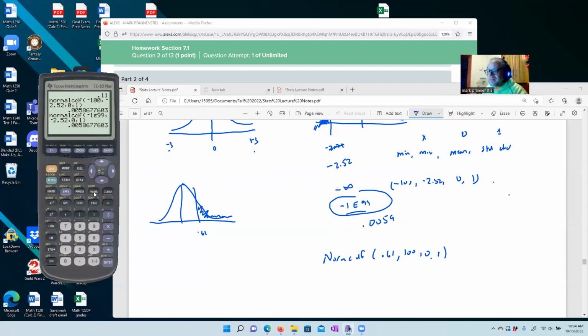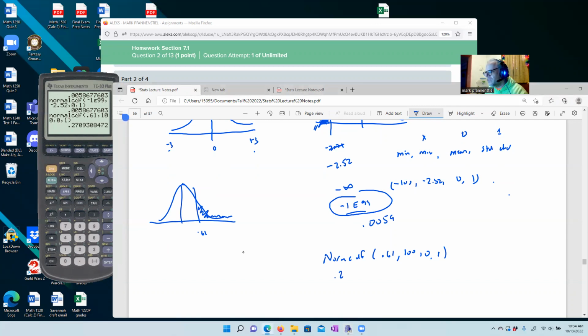So we're going to type this out. We're going to say distribution, again norm CDF. It's almost all of it, because for continuous distributions, we almost always want an area, a region. We're going to say 0.61 here, comma, infinity, 100. And then 0, 1. Type that in, and we got 0.2709, so this is 0.2709.